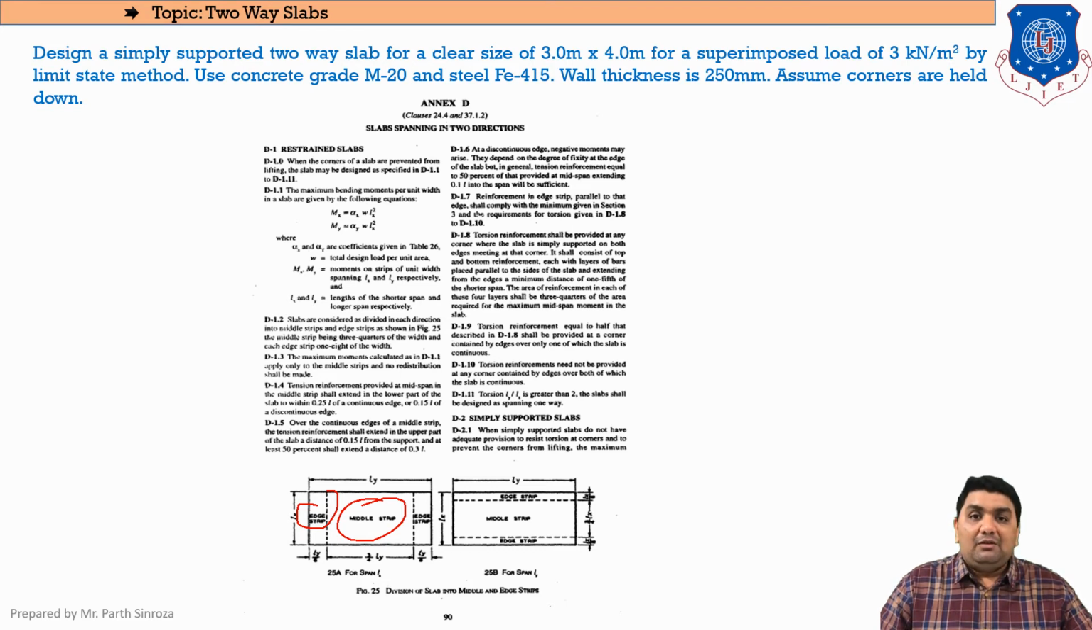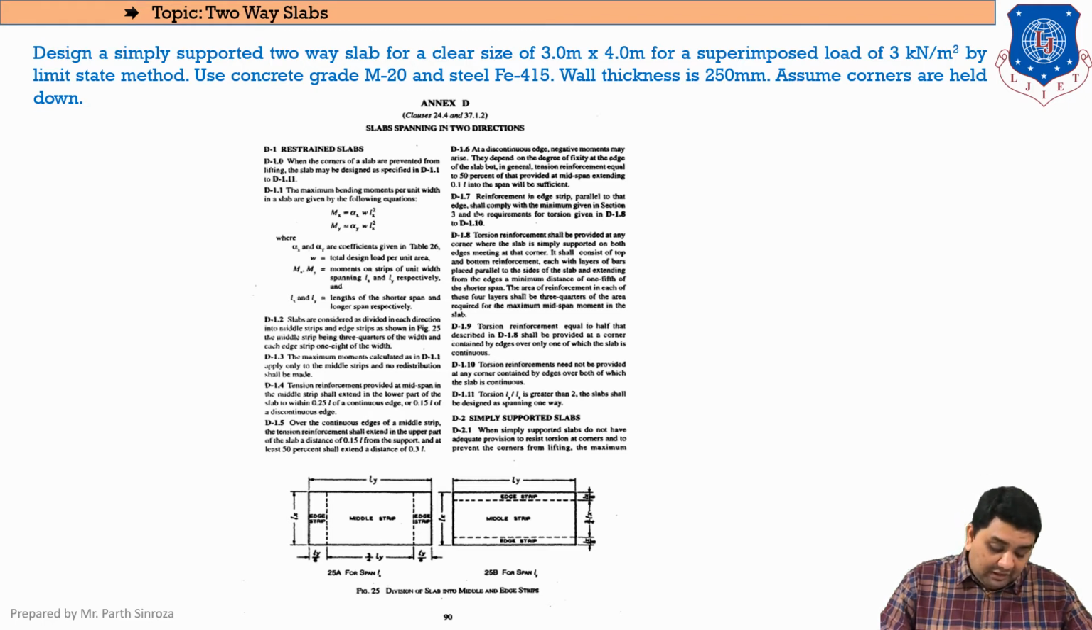Clear? So here there are two divisions of our main reinforcements. In the previous sums, we were just calculating the reinforcements along LX and along LY. But in this case we need to cut it into two main parts. That is, we need to find our reinforcements in the middle strip, and also in the edge strip. Both the reinforcements will be different. And another thing to be noted, it must be noted down, so if you have any query, just write it down for your future reference.